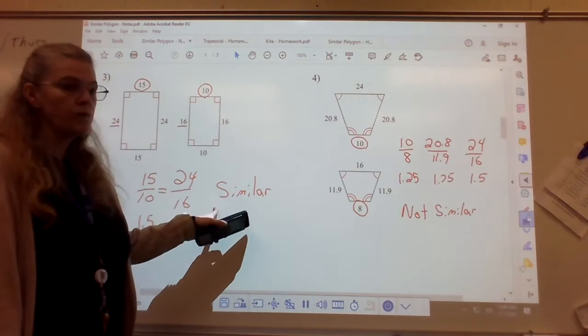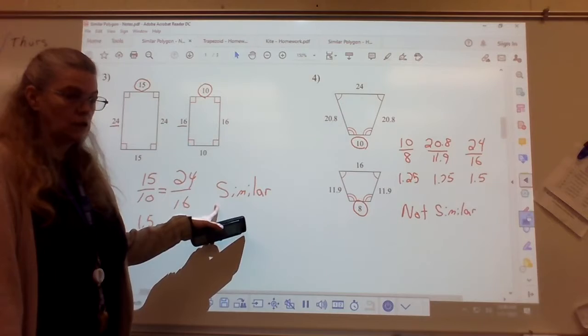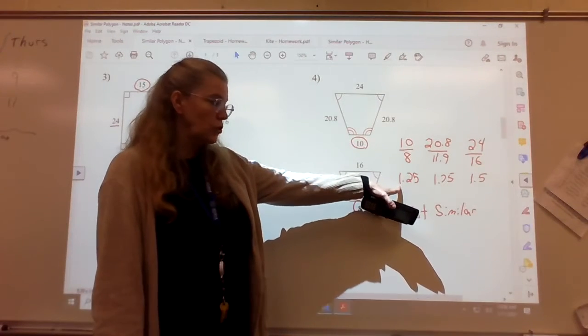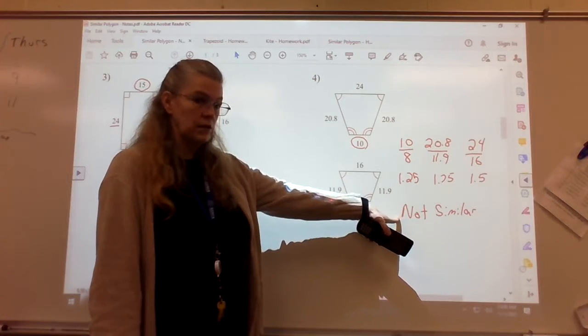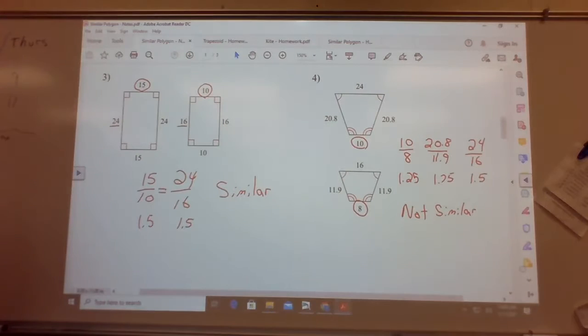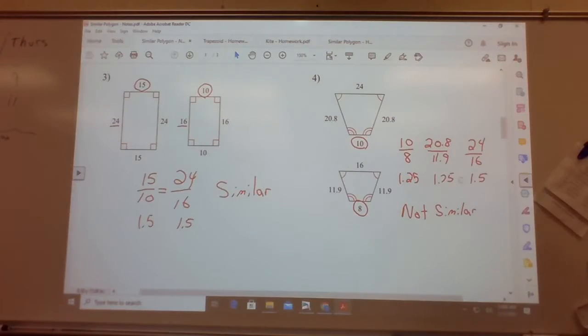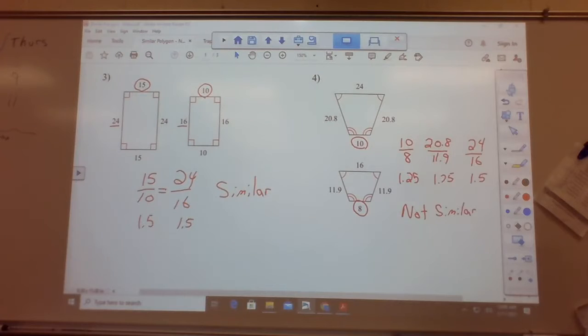So the first four problems on your homework are just like this. You're going to set up the fractions, see what the fractions are equal to, and decide if they're similar or not similar. Now the next four, we know they're similar and we're finding scale factor. So let's look at the next four.